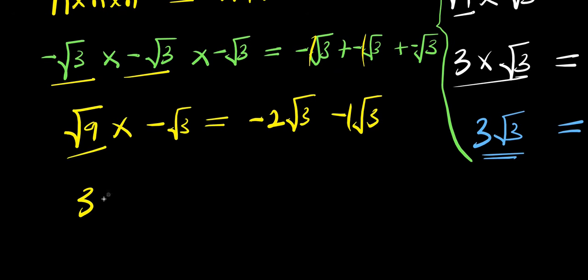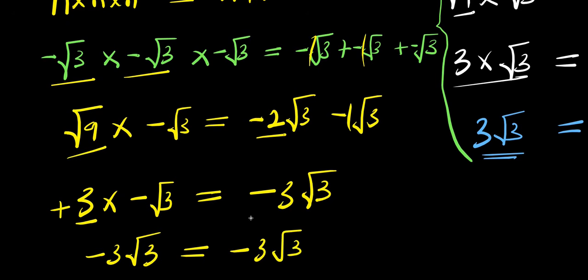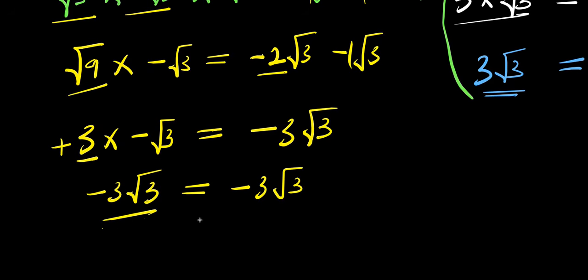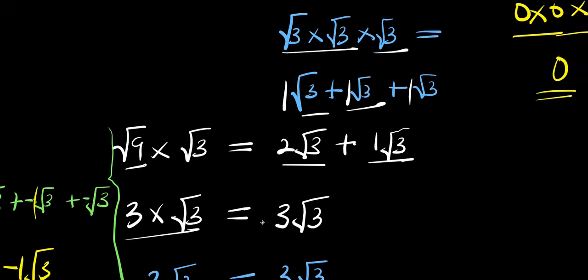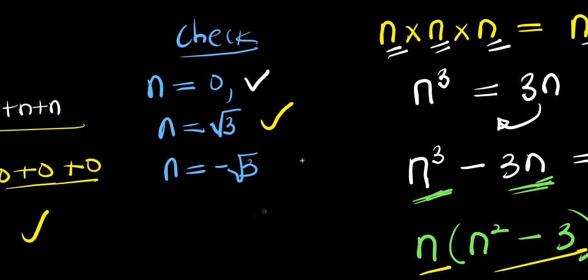Root 9, this is 3 times negative root 3 equals negative 2 root 3 minus 1 root 3. This will give you negative 3 root 3. Now 3 times negative root 3. Remember this 3 is positive, so positive and negative. This is negative 3 root 3. And this equals negative 3 root 3. So this shows that the left hand side again equals the right hand side, meaning that all the 3 solutions are obviously very correct, from 0 to root 3, then to negative root 3.